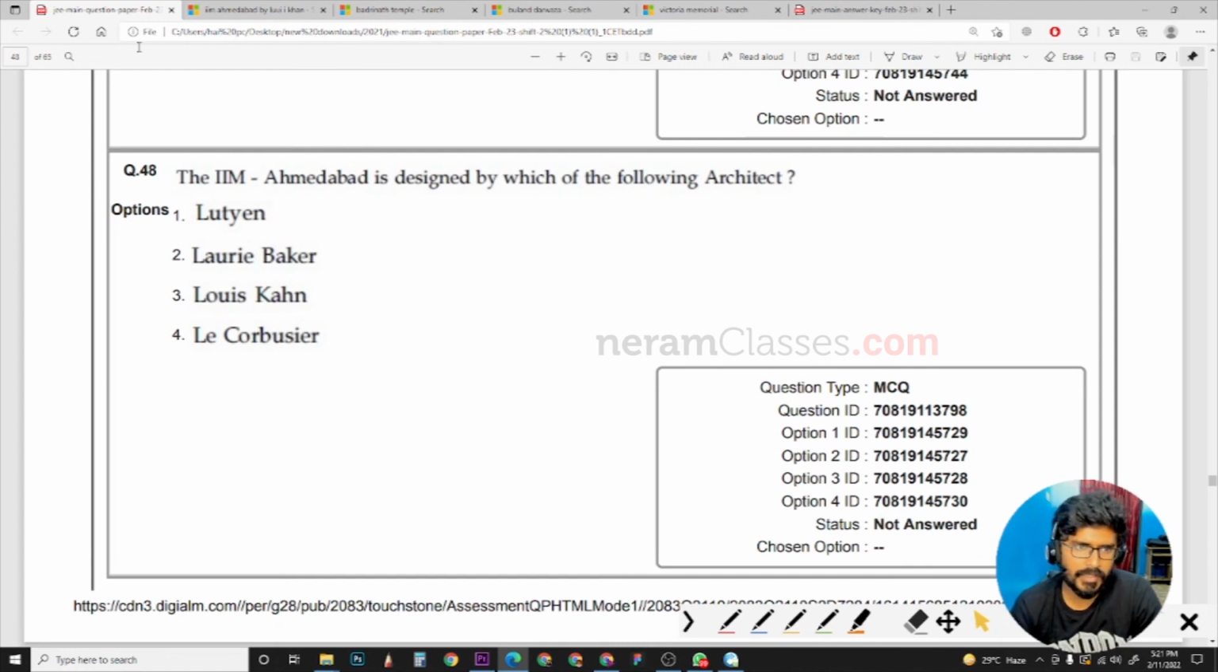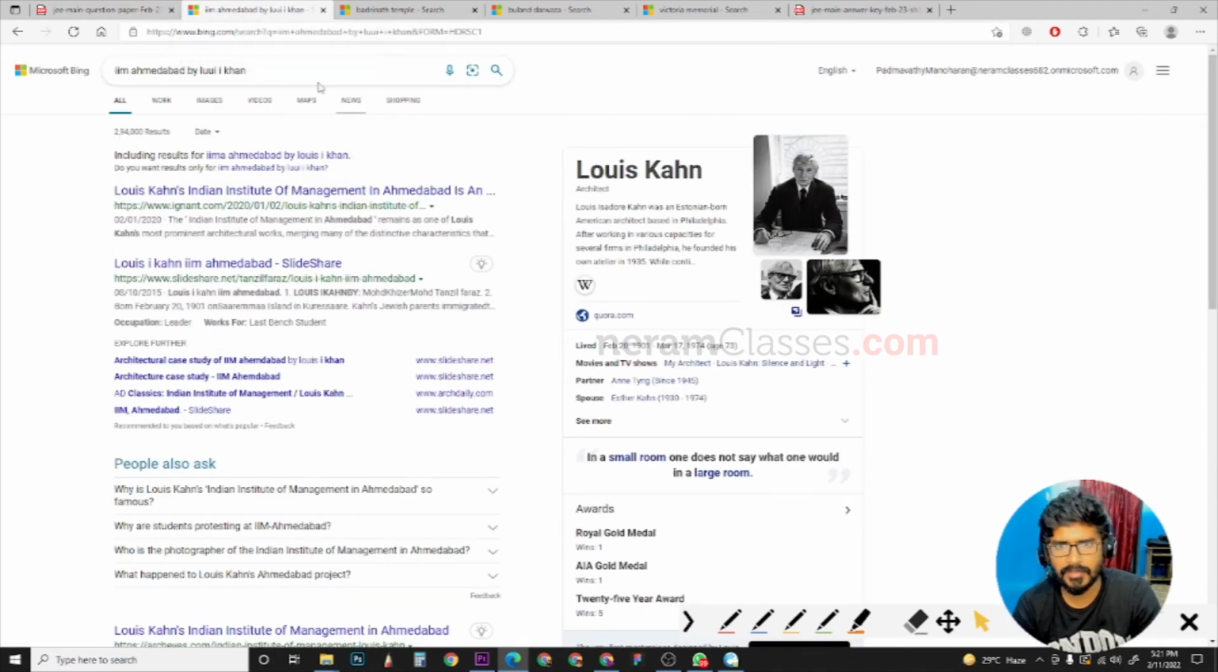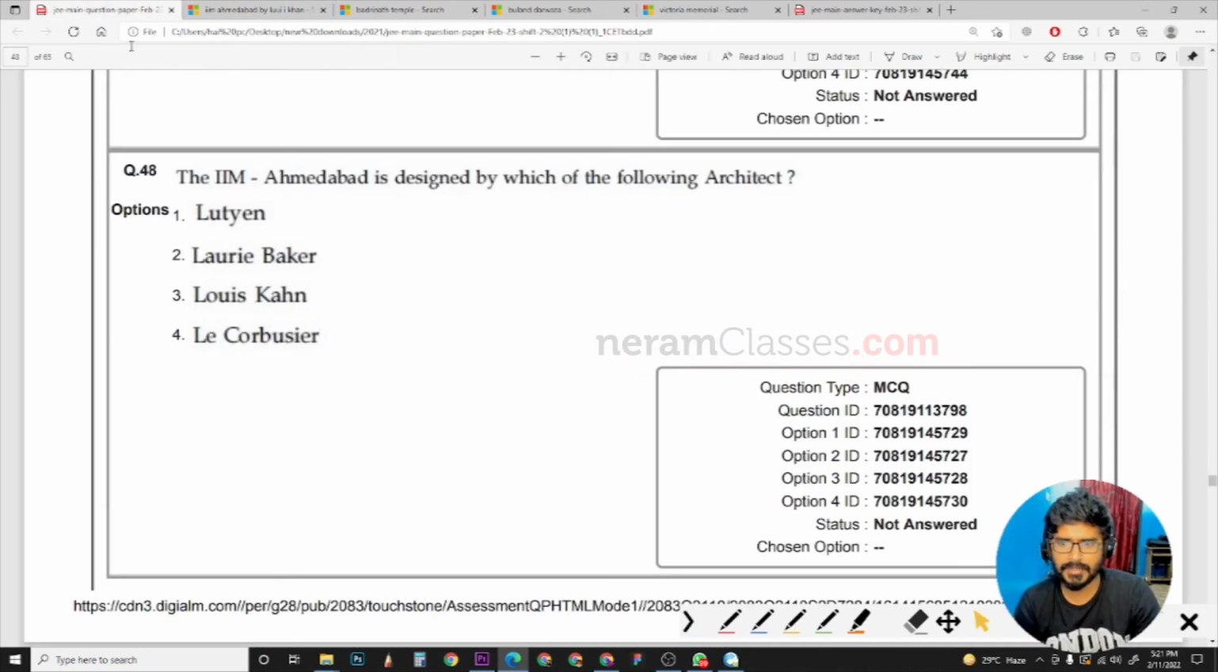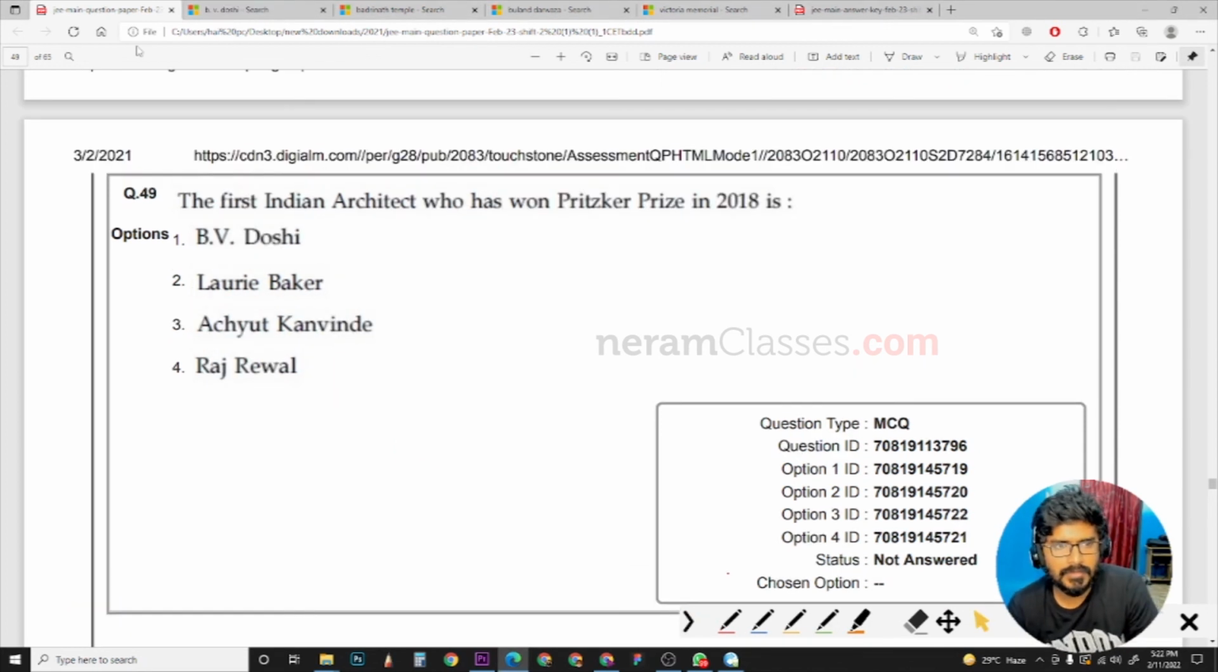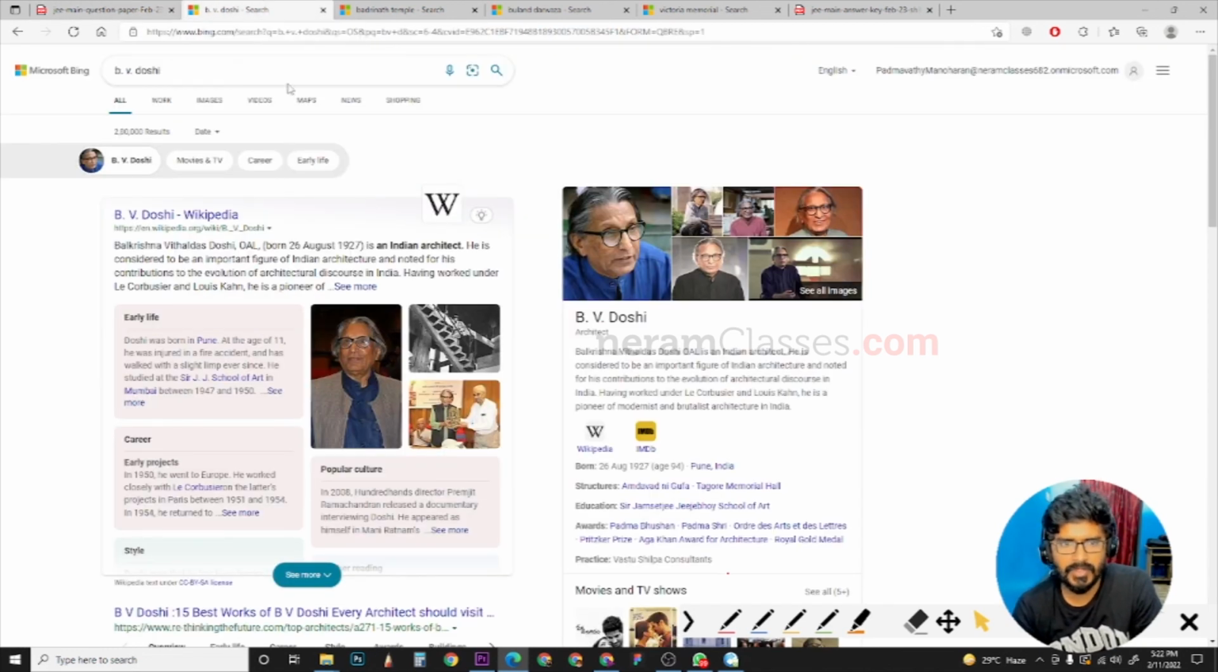Question number 48 is, which architect designed IIM Ahmedabad? As we all know, it's designed by Louis Kahn. So he is the designer of IIM Ahmedabad. So option 3 is the correct answer. The first Indian architect who won the Pritzker Prize in 2018 is, the one and only, B.V. Doshi. No other has got the award in India so far. So this is B.V. Doshi.